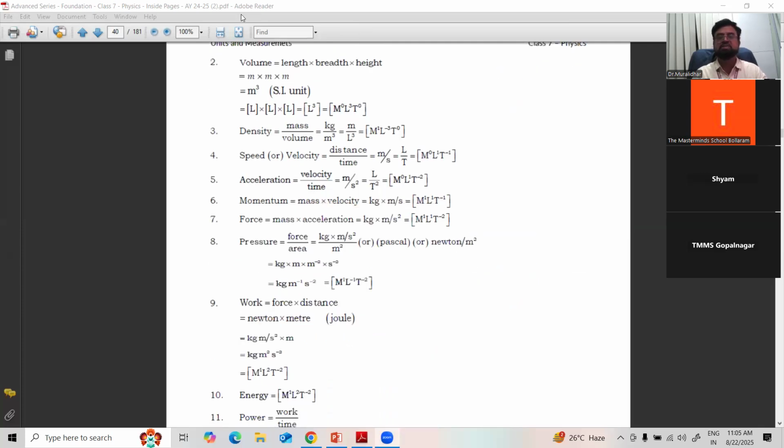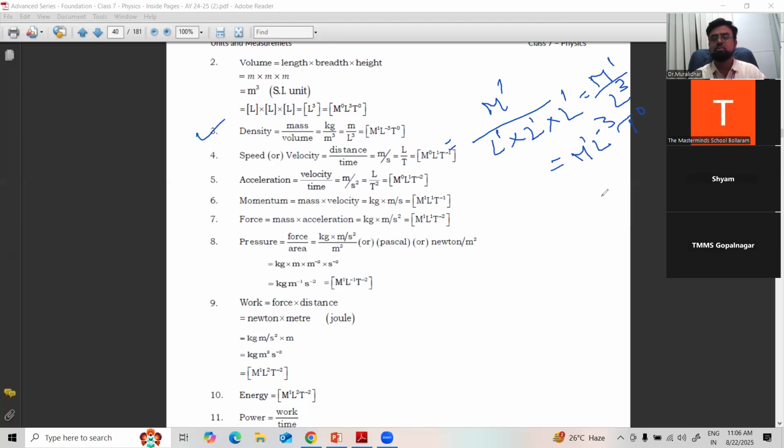Then density. Just now we discussed density: mass by volume. Mass is M1. Volume is L1 into L1 into L1. That is equal to M1 by L cube, or you can write M1 L minus 3. Of course, T0 you can write, no matter. So this is the dimension formula of density. What is the dimension of mass in density? If you ask, you have to write 1. The dimension of mass is 1. The dimension of length is minus 3 in volume.